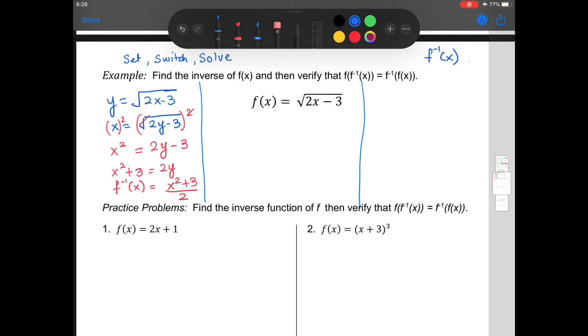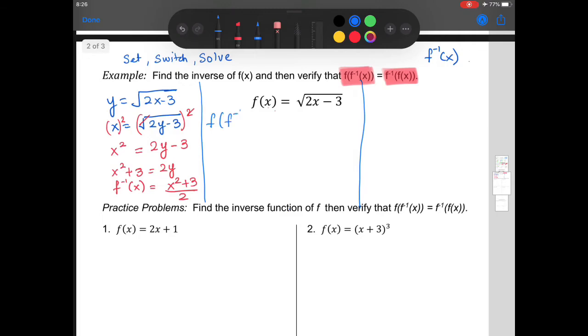So now we are going to do the second part of this question that says verify. So what are we trying to verify? We're trying to prove that this part is equal to this part. So I'm going to start with the first one, f of f inverse of x. So I'm going to write that here. Whenever you're working with compositions, please start with the function on the right.